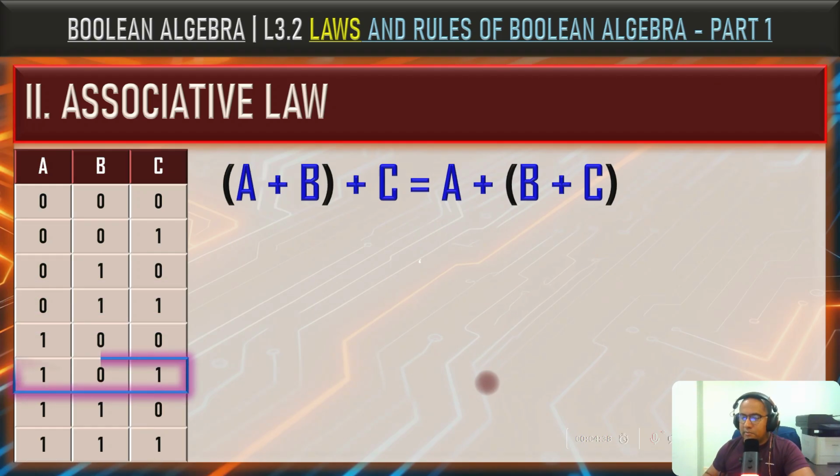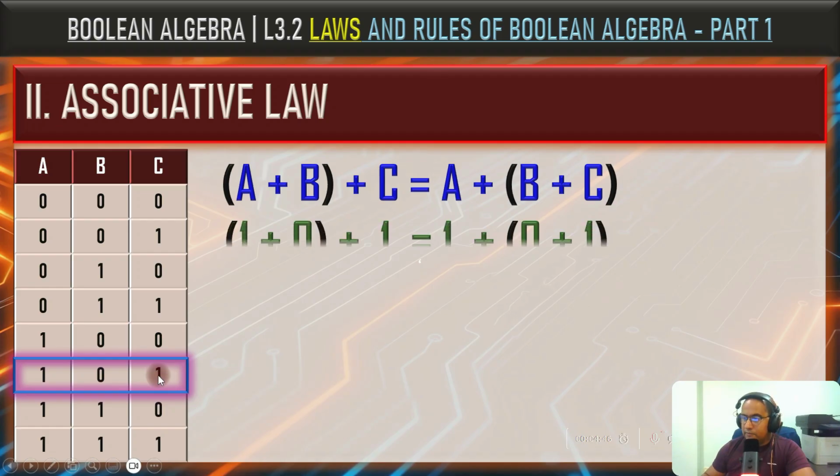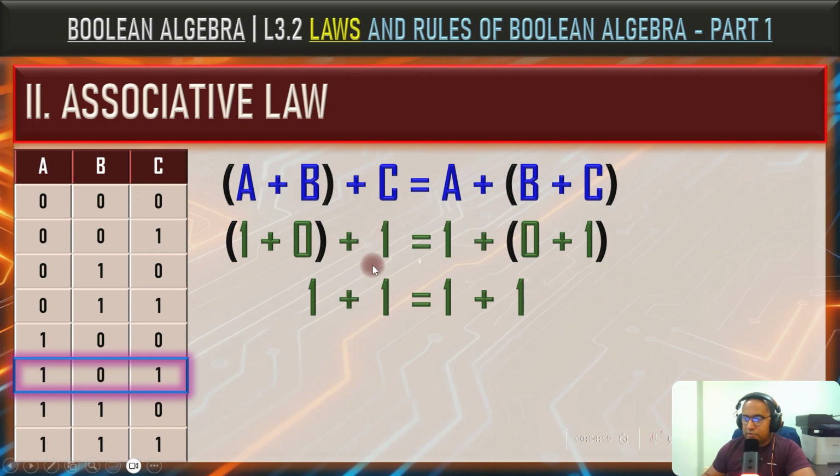Let's test this combination. 1 to the variable A, 0 to the variable B, and 1 to the variable C. Performing the logic operation, 1 plus 0 is 1, and 0 plus 1 is 1. We repeat the other values. And let's continue. 1 plus 1 is 1, and on the right side, 1 plus 1 is 1. Again, you'll reach the same result. So, the associative law is valid for our operation.